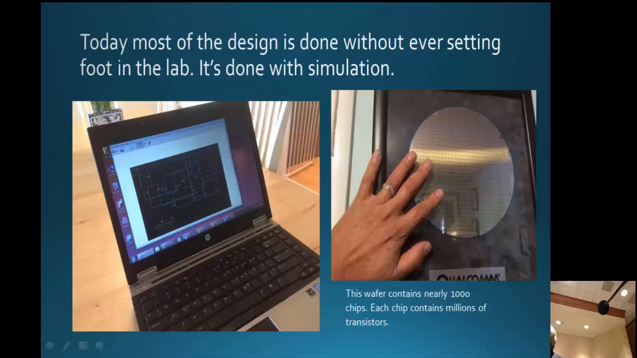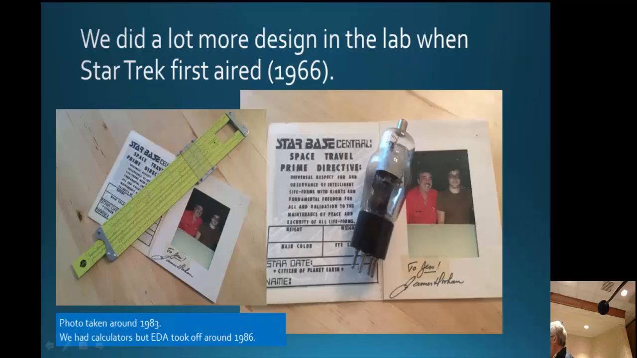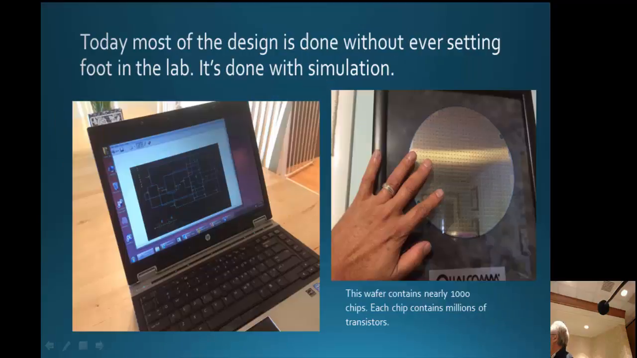So now, most of the design is done before ever setting foot in the lab, right? So you do everything on the laptop. You have a schematic capture program, and really that's all you can do, because on this wafer there's almost 1,000 chips, and on each chip there's millions of transistors, and that used to be represented by one of these, right? So there's no way you can tinker around in the lab anymore. You have to do this with simulation.